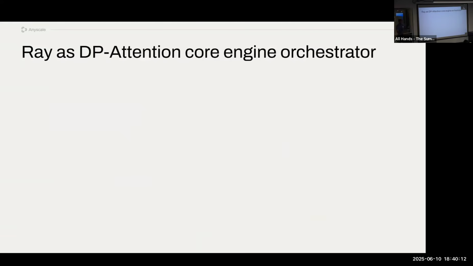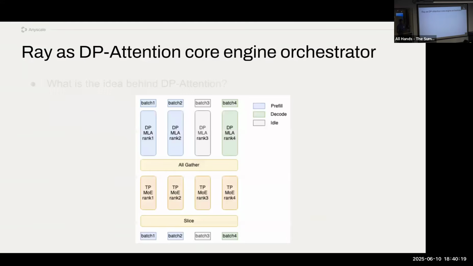Another place Ray is used is this DP attention core engine orchestrator. But before we get into that, let me explain a little bit what DP attention is. This is one of those core ideas that DeepSeek kind of popularized. The idea behind DP attention is data parallelism, but at each layer of your model, you're doing data parallelism on the attention layers, but the MOE is still either tensor parallelized or expert parallelized.